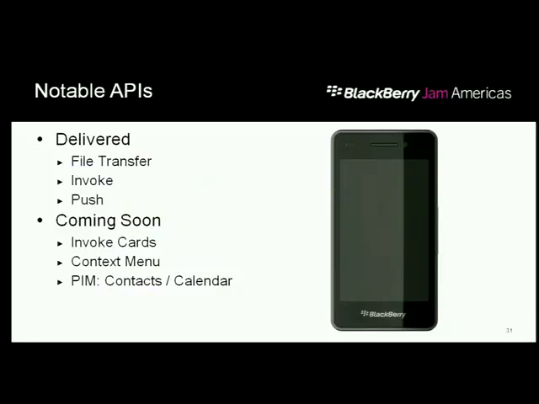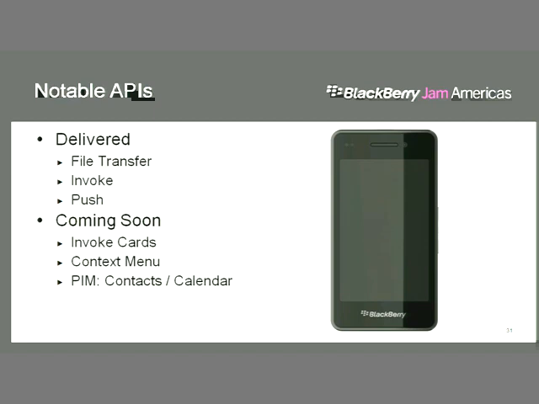Some of the notable APIs that are here already and that are coming, at least what I think will be important in the enterprise: file transfer, the ability to download and upload files; invoke, which we've talked about. Push is an important one. We've always touted our push availability and how well we do push. That is here already for consumer-type applications. When BB10 gets released, there will also be a server piece with that, BDS, that will enable that on the enterprise side, so being able to push to your enterprise-specific devices as well.